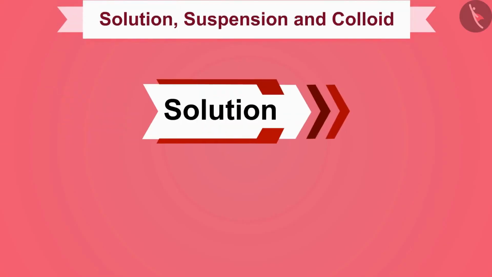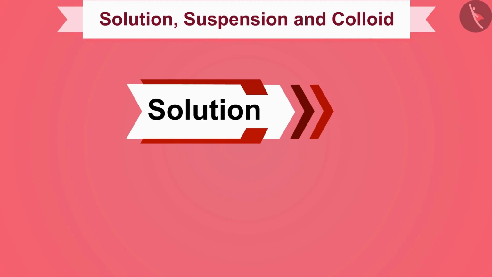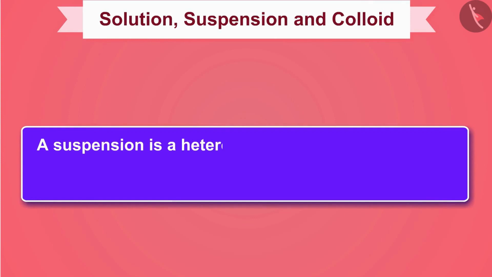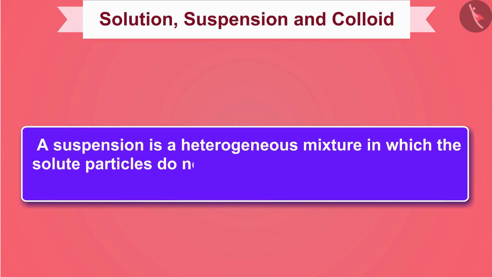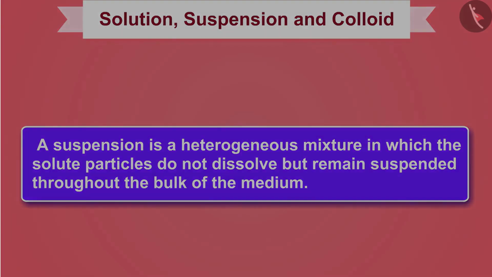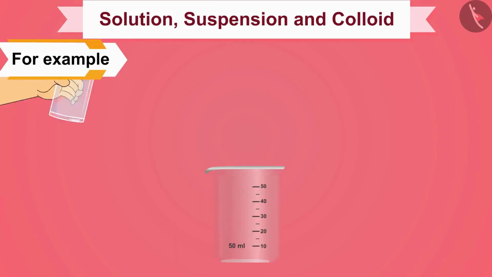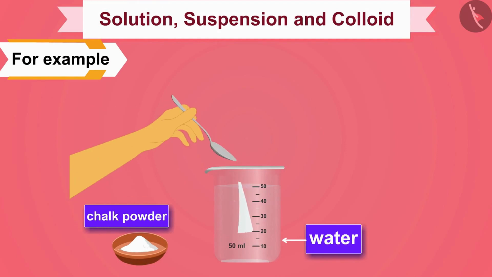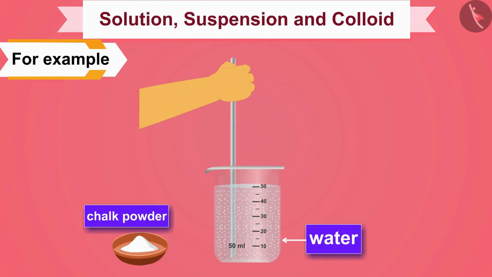Friends, now that we have learned about the solution, let us now learn about suspension. A suspension is a heterogeneous mixture in which the solute particles do not dissolve but remain suspended throughout the bulk of the medium. For example, take 50 ml of water in a beaker and dissolve 1 teaspoon of chalk powder with the help of a glass rod.